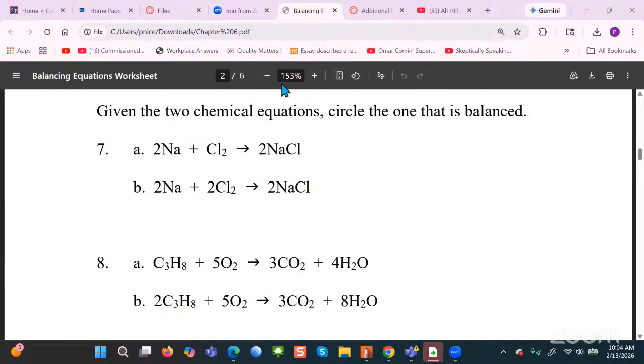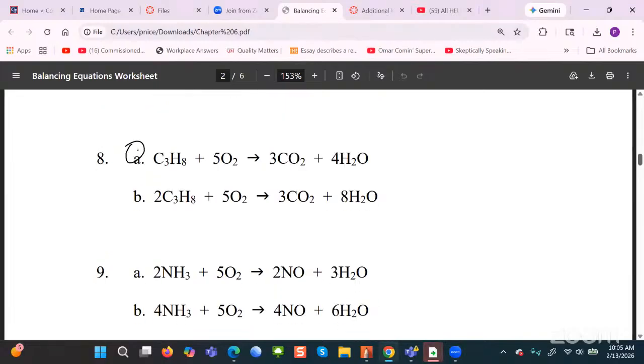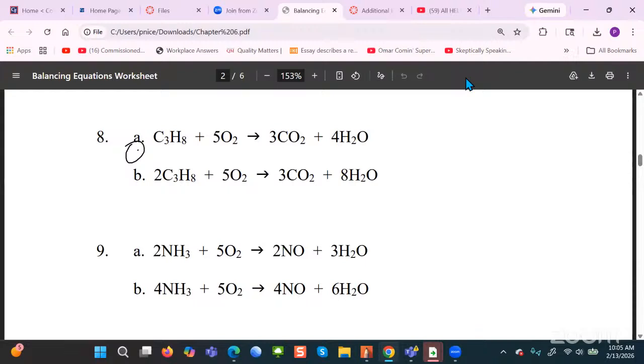Okay, so somebody said something in the chat. Two persons actually, and both persons are correct. A is the one that's balanced. Okay, what about number 8? Of those two equations, which one is balanced? Let me clear this here. Okay, so yeah, which one of these two is balanced?